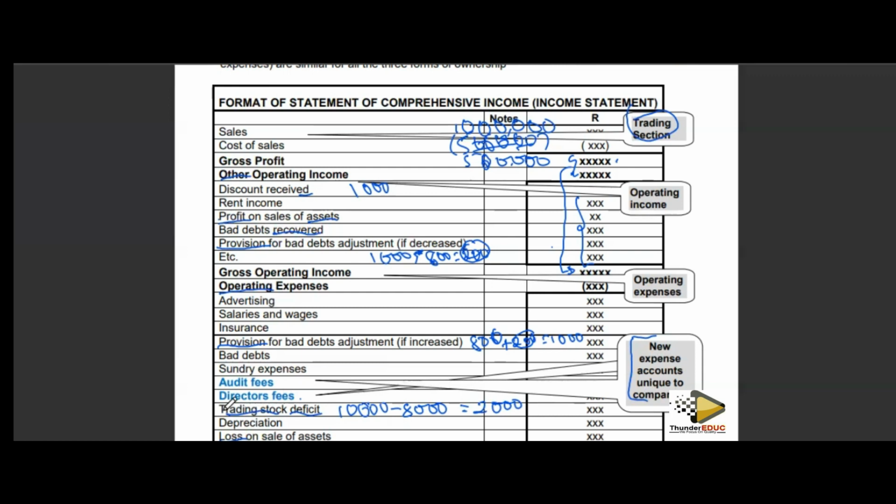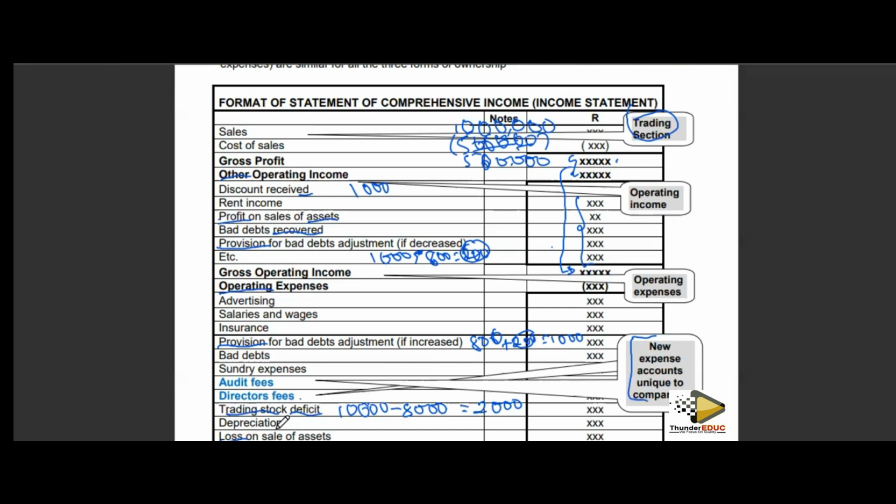Then we go to depreciation. What is depreciation? You've been doing this since grade 10. This one has to do with the non-current assets, like furniture, equipment, vehicles, machinery, etc. So these items, they always lose value. If you remember, that's what your teachers told you in grade 10 and 11.